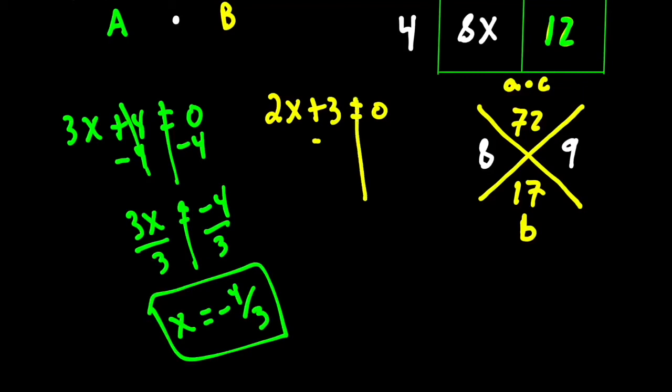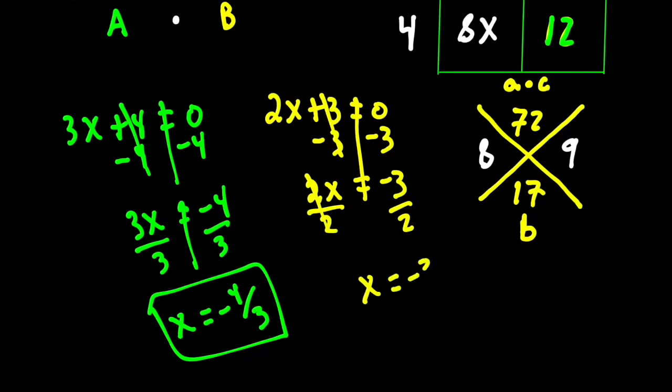Now to get my second solution, I have to solve yellow. So here I can subtract 3 from both sides, and I'll get 2x equal to negative 3. And to isolate x, now I can divide by 2, and I get that x is equal to negative 3 over 2 as my second solution.